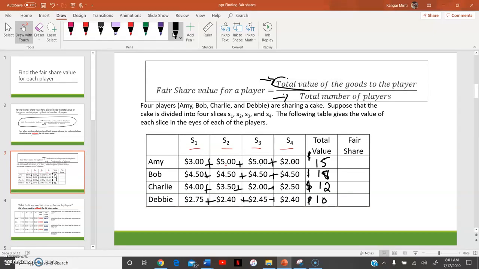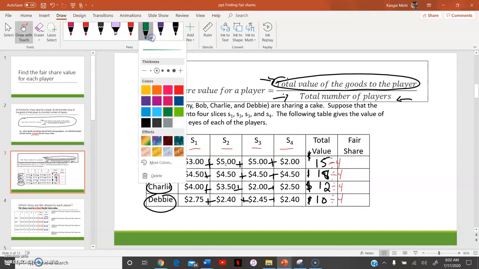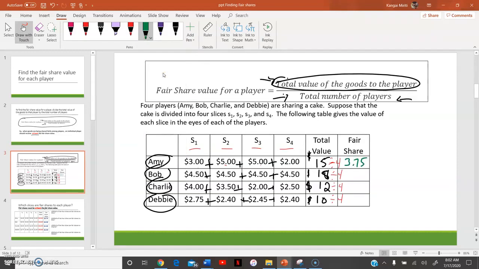Now we've got the total value of the goods to each player. Now we have to divide by the total number of players. How many players are there? Amy, Bob, Charlie, and Debbie, that's 4 players. So each of these total value numbers has to be divided by 4 to get the fair share value. When we divide by 4, 15 divided by 4 is $3.75. 18 divided by 4 is $4.50. 12 divided by 4 is $3. And 10 divided by 4 is $2.50. So here are the fair share values for each of the 4 players.